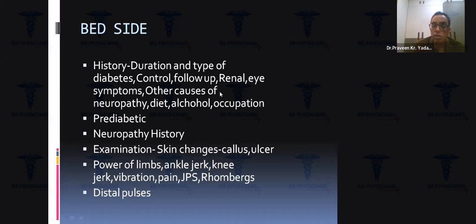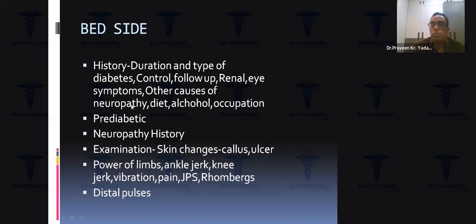You should have a look at the renal parameters, the urine routine, the albumin creatinine ratio, the frothing of urine, for the just in the history. You can ask about that. You can ask about eye symptoms, any blurring of vision, any other things. Apart from the cataract, there may be a retinal involvement. The diabetic retinopathy may be there. So you ask the history of that.